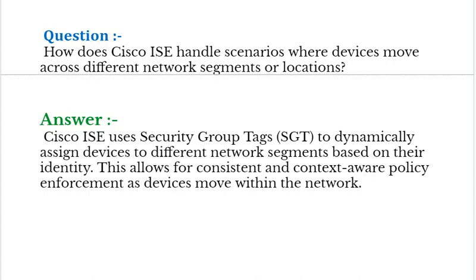Our next interview question is: how does Cisco ISE handle scenarios where devices move across different network segments or locations? Your answer should be: Cisco ISE uses security group tags (SGT) to dynamically assign devices to different network segments based on their identity. This allows for consistent and context-aware policy enforcement as devices move within the network.